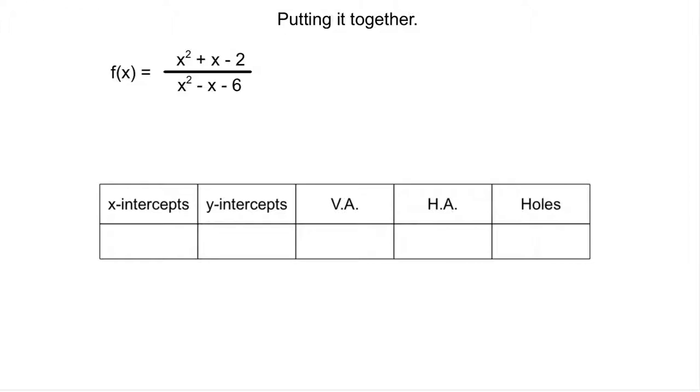So let's put it all together. I have this same function as before. So I know that my numerator factors to x plus 2 times x minus 1. And in the denominator, it's going to be x minus 3 and x plus 2. Actually, let me change the order of that, so I can write the x plus 2's on top of each other.